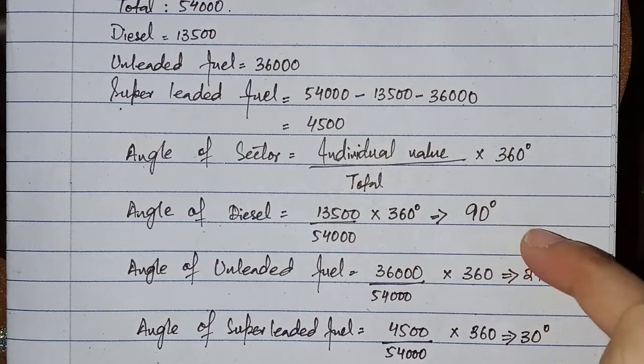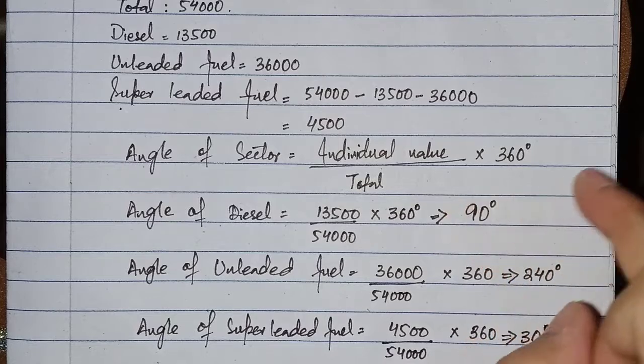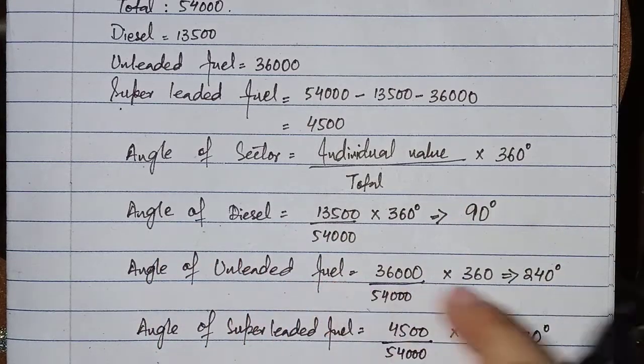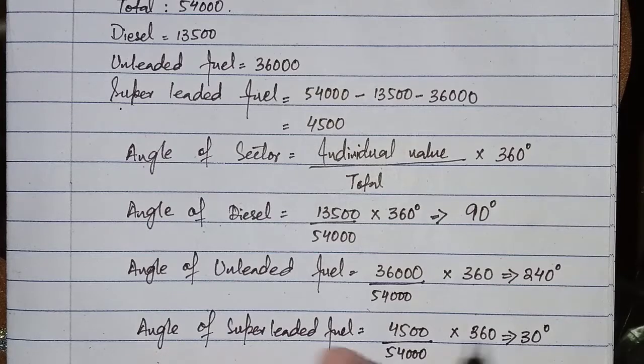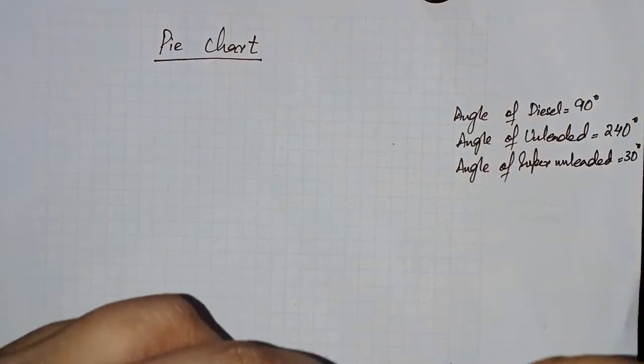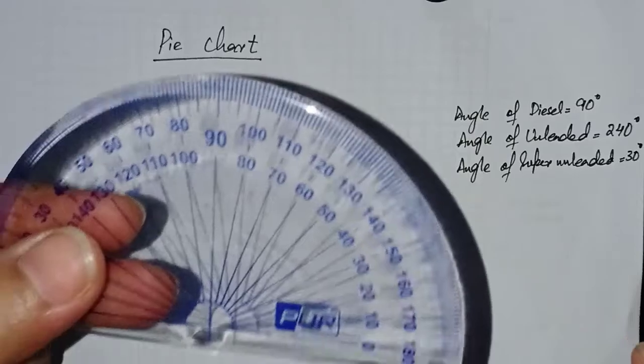Now we will discuss how we will plot the pie chart of these values. The angle of diesel is 90 degrees, the angle of unleaded fuel is 240 degrees, and the angle of superleaded fuel is 30 degrees. Now I will explain how we will draw the pie chart. To draw a pie chart, first we need this protractor.